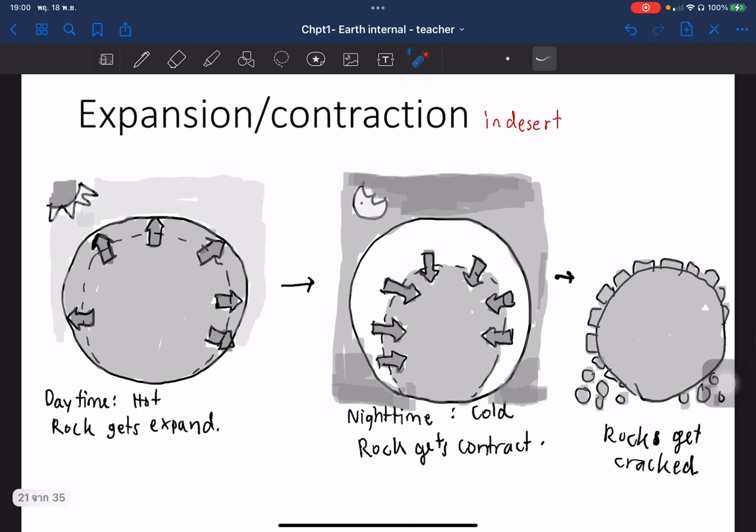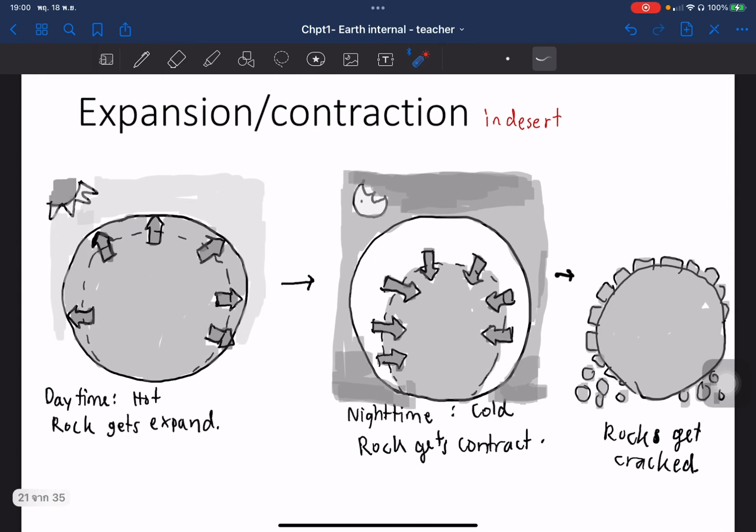And expansion and contraction occur in the desert. Here we have larger pieces of rock. During the daytime it is very hot, so the rock will enlarge. After that, during the nighttime, the temperature gets lower, so the rock will contract, a little bit smaller. When the rock enlarges and shrinks, enlarges and shrinks like this, the surface of the rock can break down into smaller pieces. Okay, so they get cracked. Okay, thank you very much.